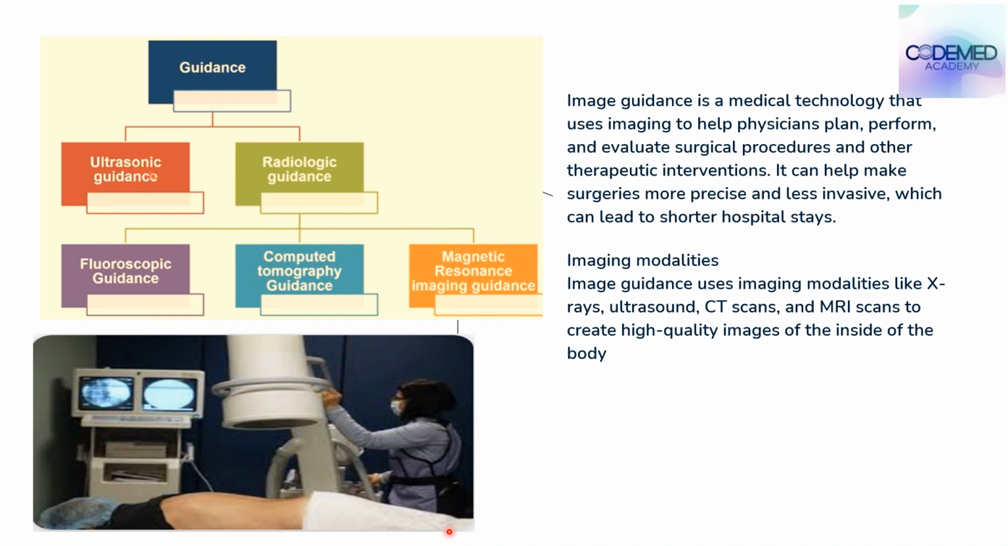Means basically when I have an image, it will help me to direct my needle or direct even the radiation, or even in the angiography also it will help me to do the stenting without completely doing the opening of the patient. So that's why it is a non-invasive method. Now the image guidance uses the imaging modalities. So if you have seen the guidance, it is broadly divided into the ultrasonic and then the radiation guidance. And in that you will see that under the radiological guidance we will have a fluoroscopic guidance, CT guidance and MRI guidance. So pay attention to that.